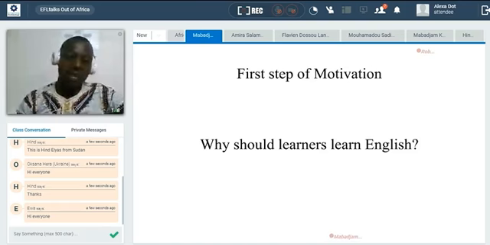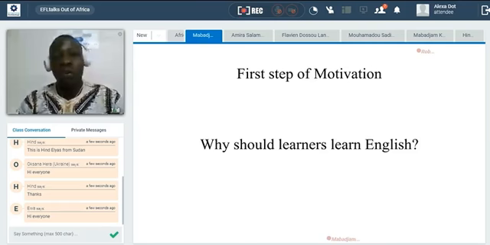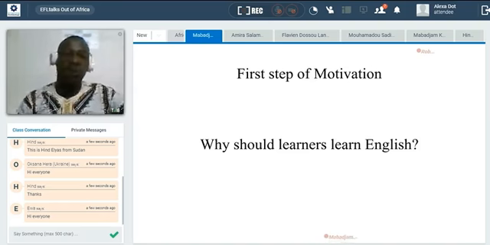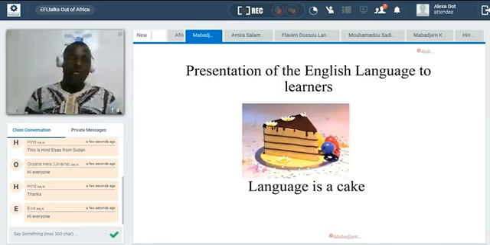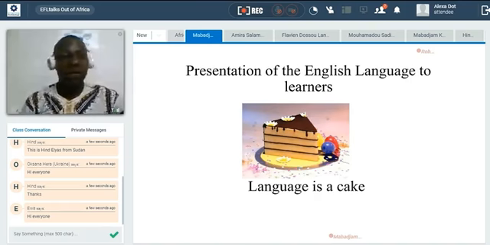So what is the benefit of learning that English language? This should be highlighted by the English language teacher to the learners. When they know how and why they should learn that language, they will be more likely to be engaged in that learning process. So the second step is the presentation of the English language to learners.